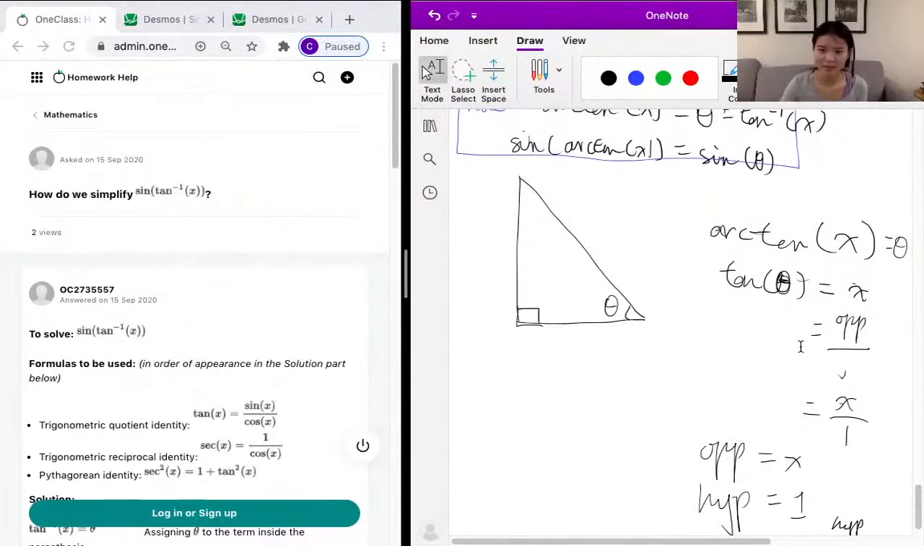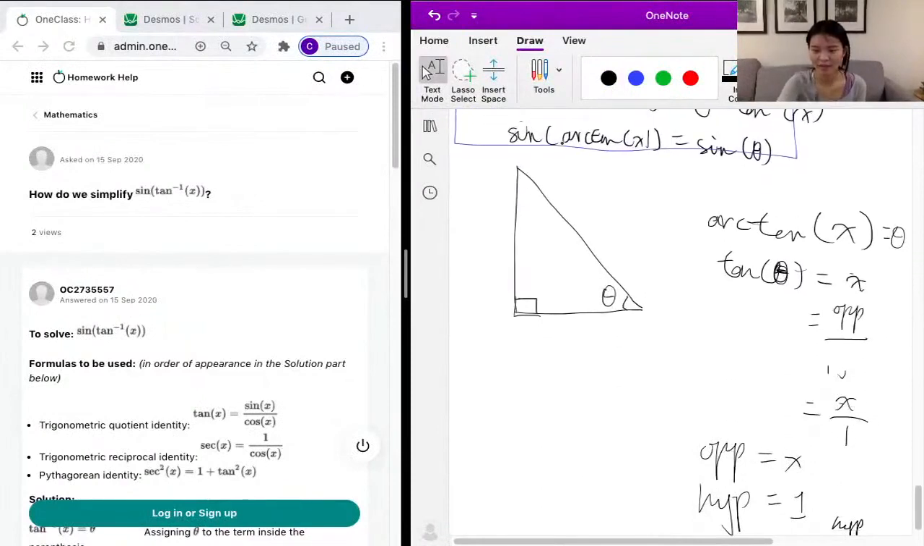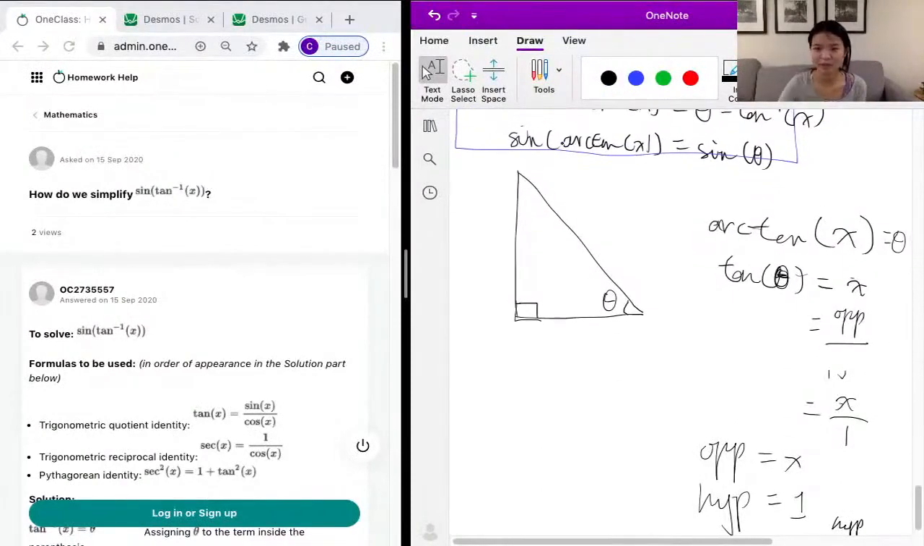Oopsie, the eraser doesn't quite work. Is that a problem with OneNote again? Maybe I should switch to another software, because OneNote has so many problems.